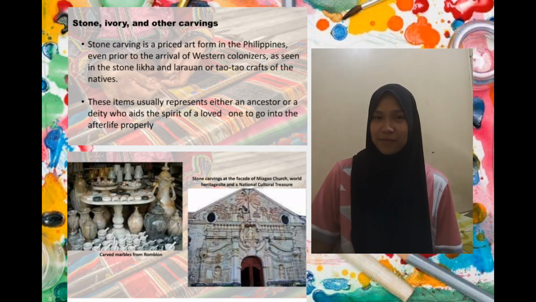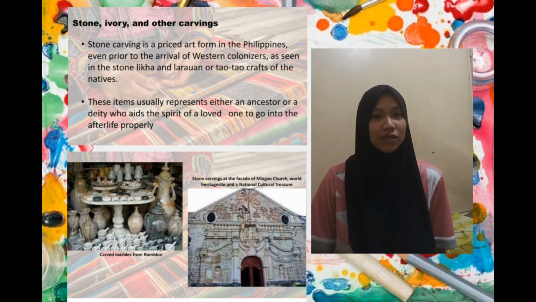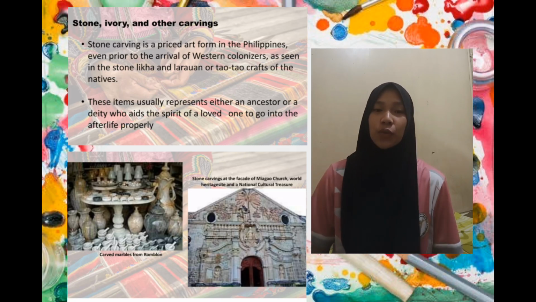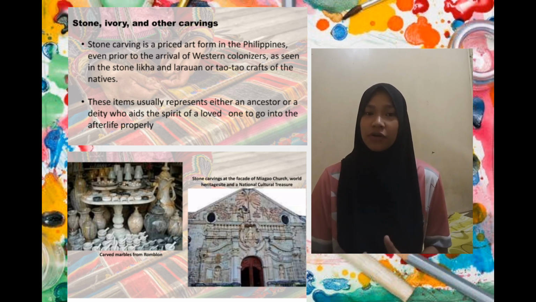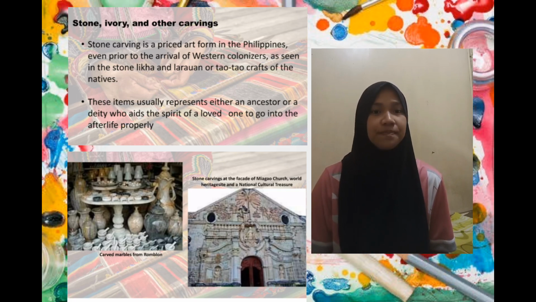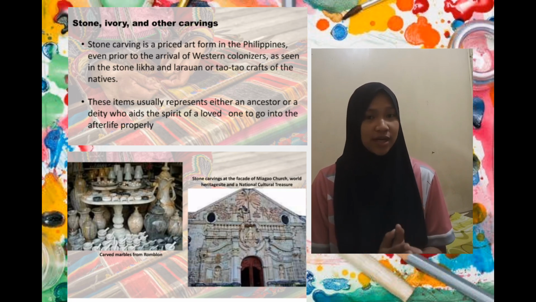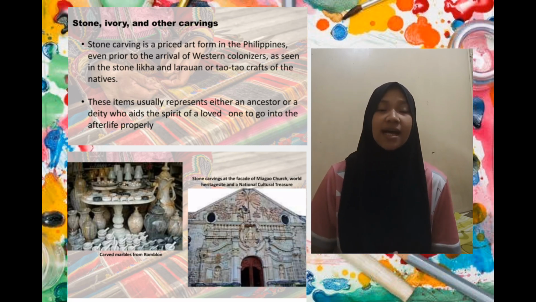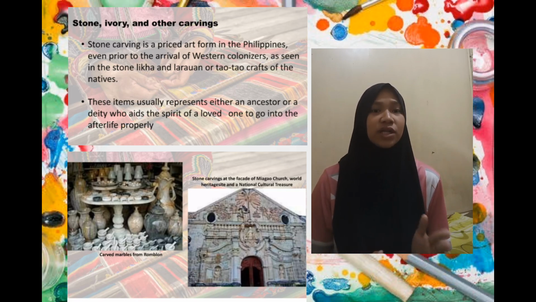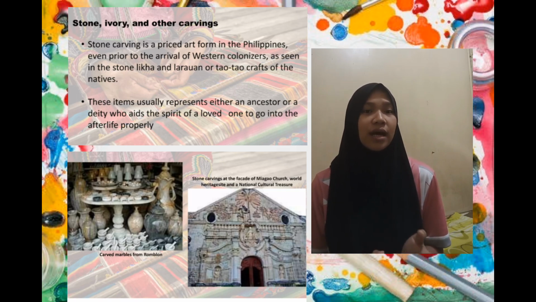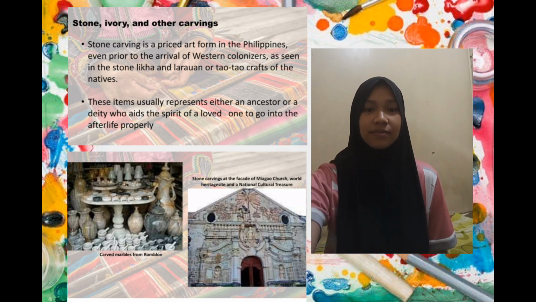So good day, I am Kapampangan Rima and my assigned topic is about stone, ivory, and other carving in the Philippines. Early Filipinos were skilled at carving stone, ivory, wood, and other materials even before colonization arrived. Stone carvings such as Likha or Tau-tao represent ancestors or deities. People believed these carvings offered protection and helped guide the spirit of the dead. A famous example is the Miagao Church with its carved stone designs.